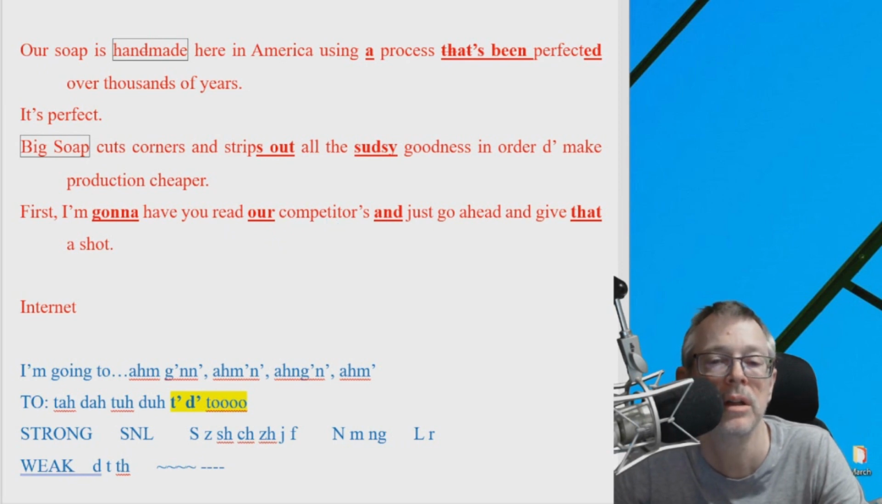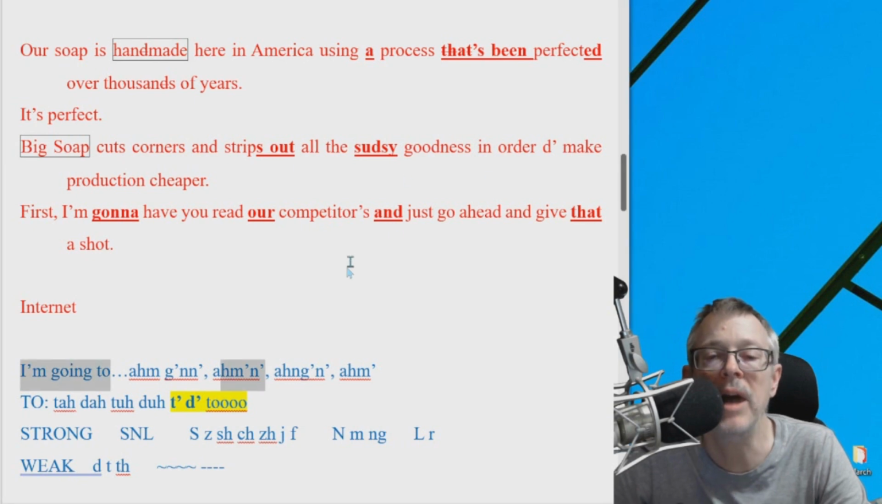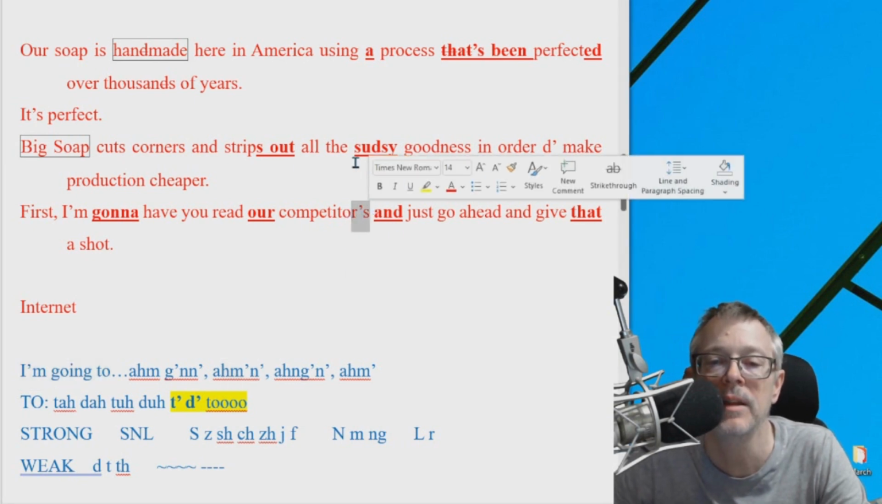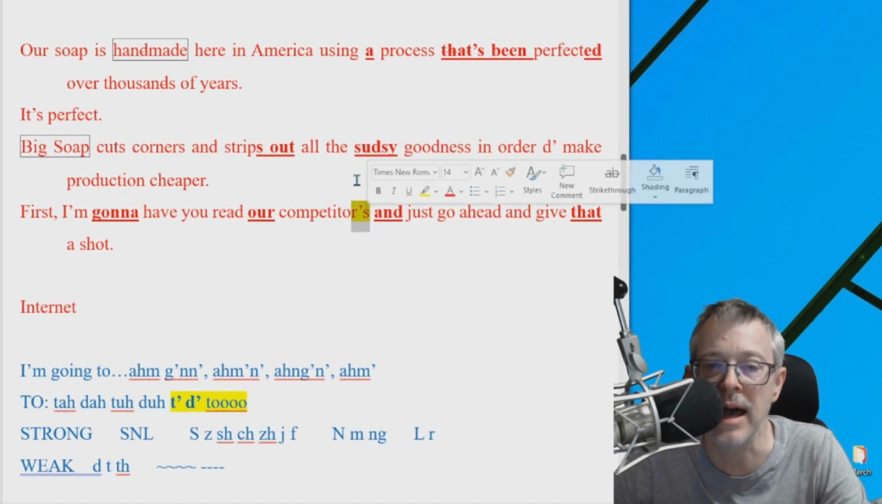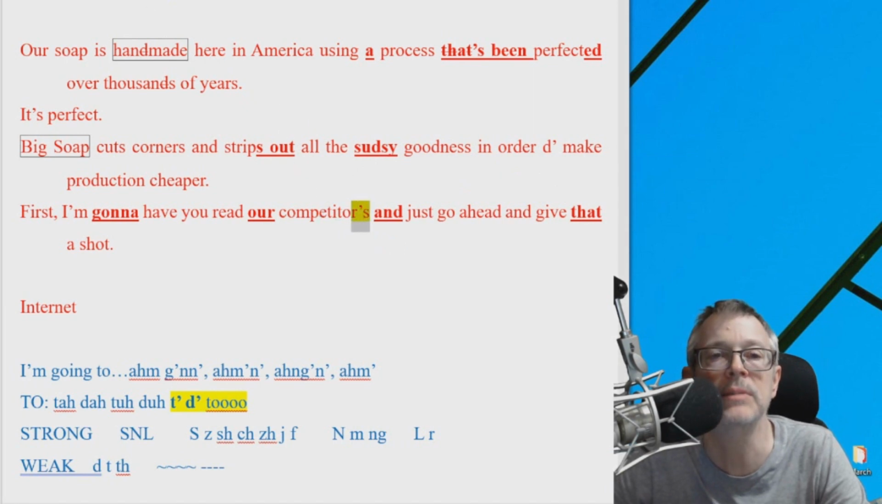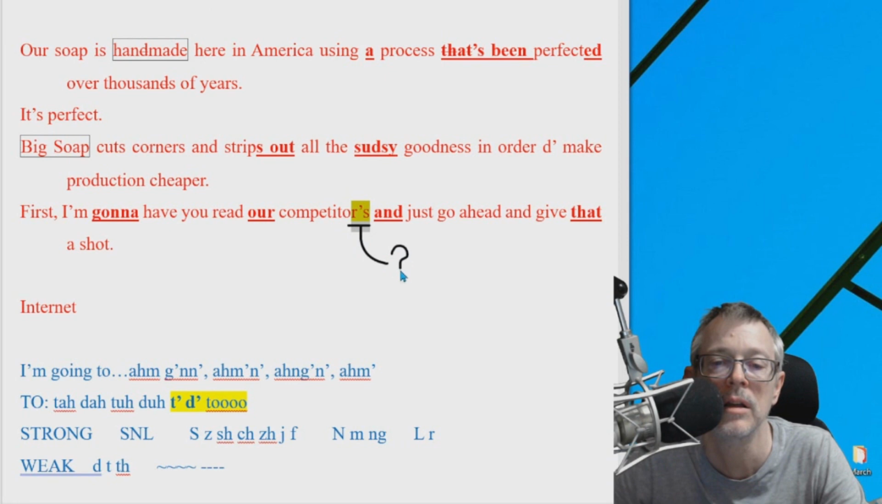Our competitors. I'm gonna have you read our competitors and just go. Oh, and by the way, is that correct or not? That's my question. Put your answer in the box. Is this correct or not? That's my question. Is that correct or not? All right. Put your answer in the box. I'm going to have you read our competitors and just go ahead and.